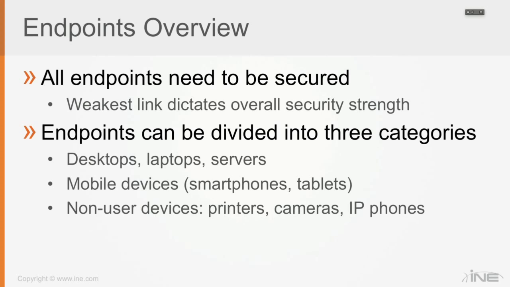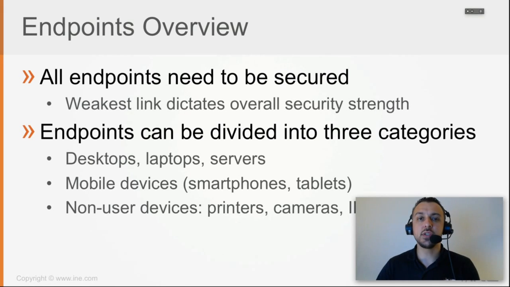Now, let's take it one by one. So when I speak about desktops, and a bit about mobile and non-user devices as well, but mostly about desktops and laptops, because those are the dominant devices in the network. And a lot of attacks happen in that area, because those are constantly used user devices. They are complex operating systems with a lot of flaws, a lot of vulnerabilities, which can be exploited.